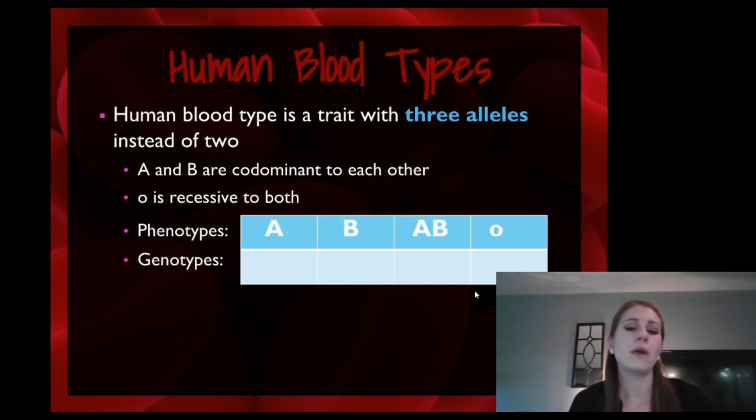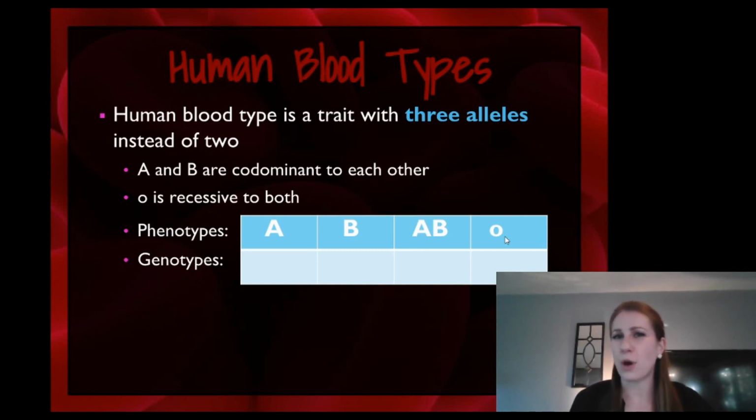The genotypes we can have for these are a little bit different because you can have multiple genotypes for each phenotype. If you have type A blood, you can be IAIA or IAi. Remember that the i I'm using is for the O. If you're type B, you can be IBIB or IBi. An i with nothing next to it is the O allele. For type AB blood, you can only be one genotype, IBIA or IAIB. It doesn't matter if you flip them back and forth, it's the same thing.